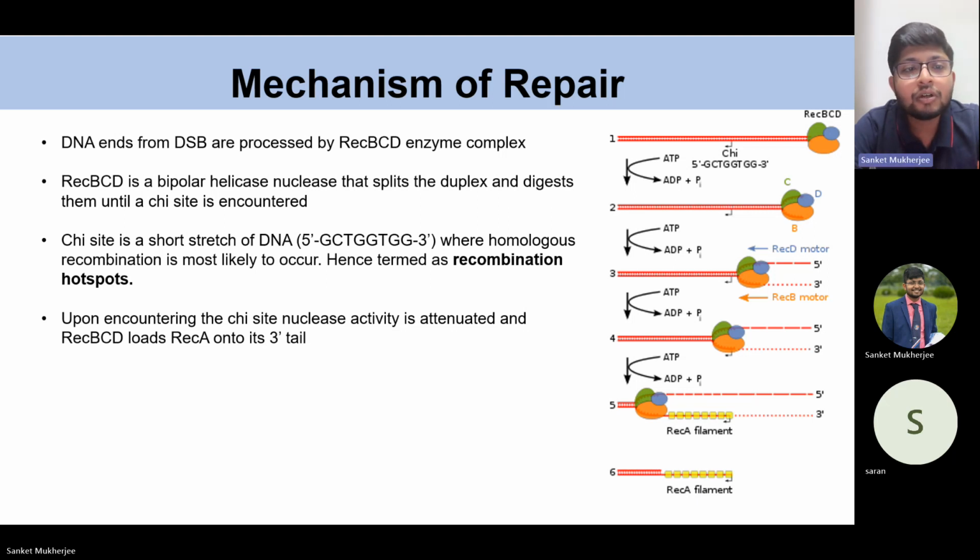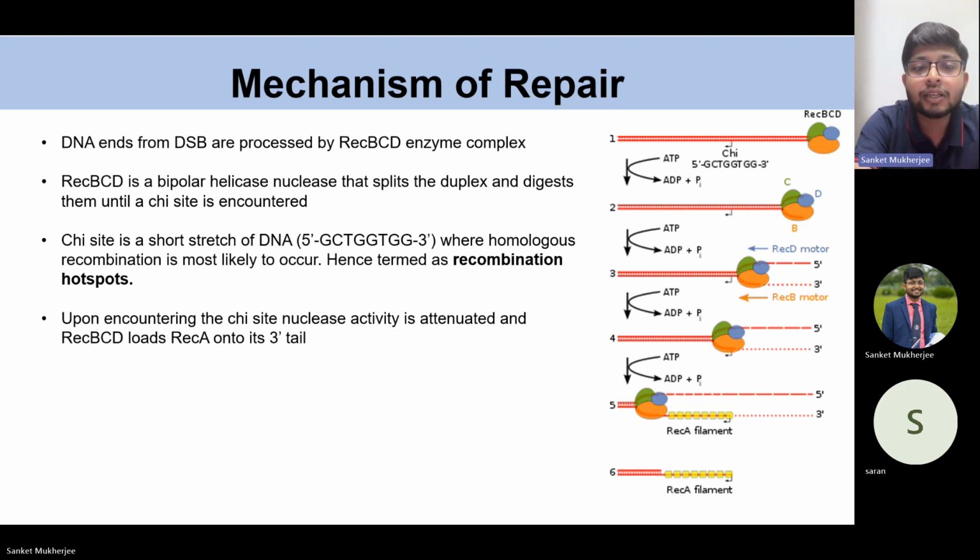Okay, so if we talk about the mechanism here, DNA ends from double-stranded breaks are processed by the RecBCD enzyme complex. So they involve three enzymes together. RecB, RecC, and RecD all have their separate functions. We'll be discussing it. They have both nuclease activity and helicase activity. So helicase activity will unwind the DNA. It will split open the DNA, and nuclease would start digesting it until a chi site is encountered.